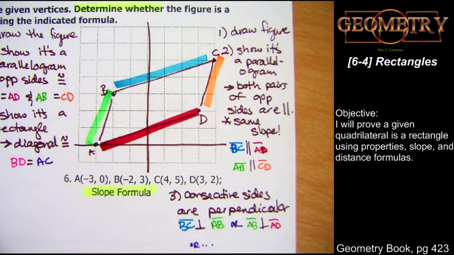And here's the great thing. On our example, we did 2 corners. You really only need 1. If you've shown this is a parallelogram, you only need to show 1 corner is perpendicular, and you're done. All right? We feeling okay on this one?